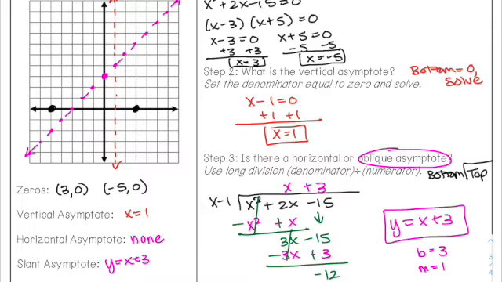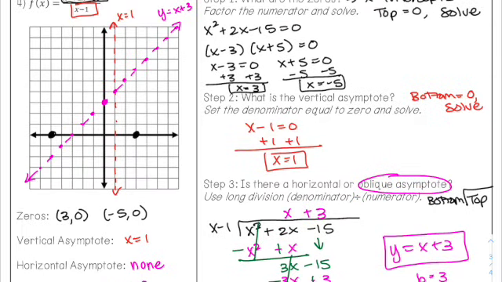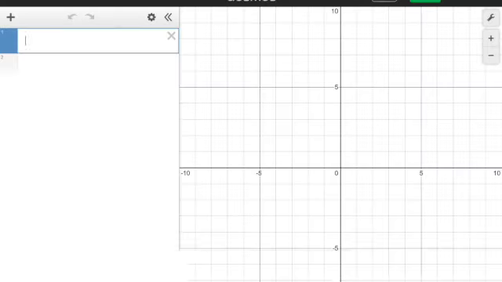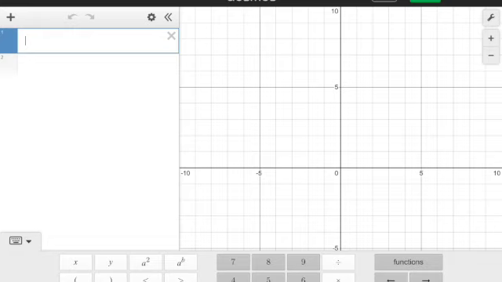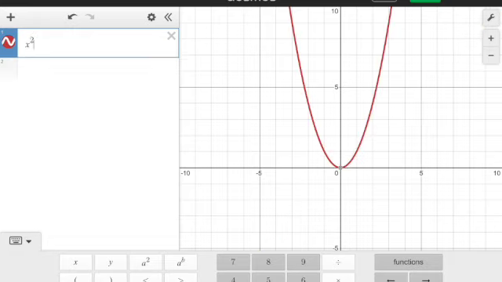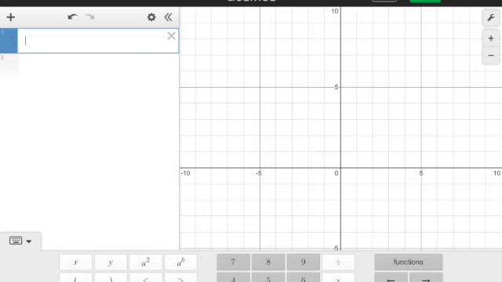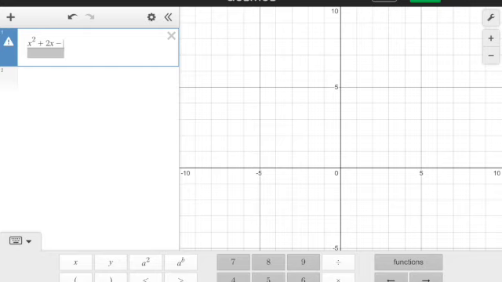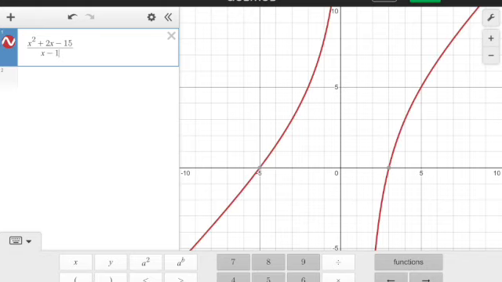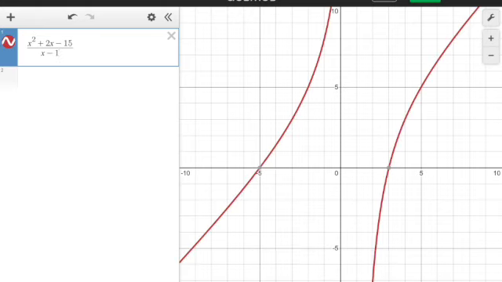So from here, I'm going to go ahead and plug in my original equation into Desmos. So I'm going to go to desmos.com/calculator, and I'm going to type in this function. Actually, let me help myself out. I'm going to go ahead and tell it that we're dividing to start. So I have x squared plus 2x minus 15 divided by x minus 1. And so we can see the curve here and the curve here.